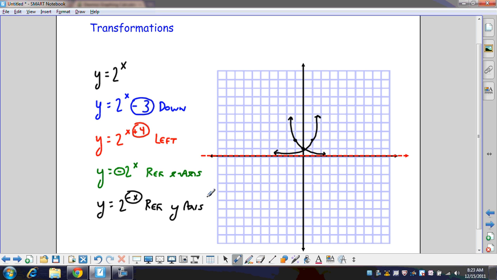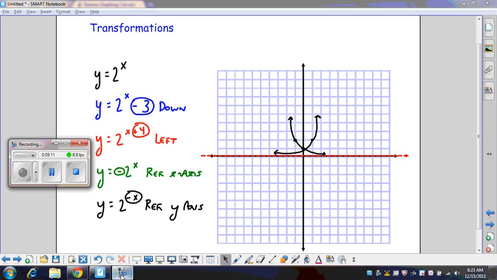So instead of a curve up to the right, I'm going to have a curve that's going in the opposite direction. So now we have a graph that looks just like this. So what that represents is a reflection over the y-axis.